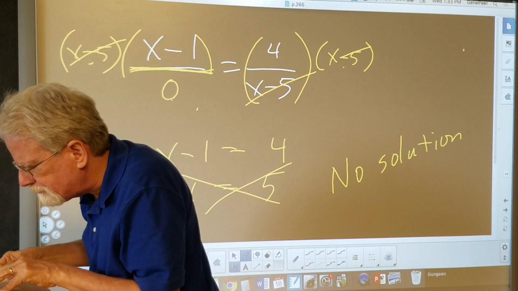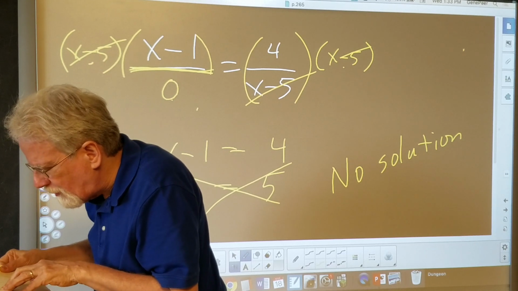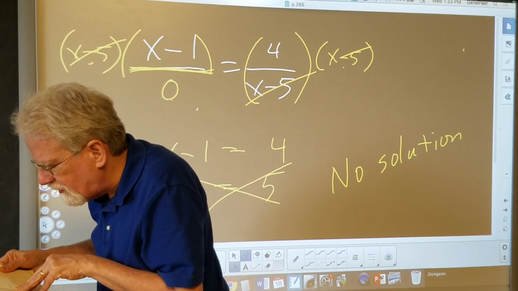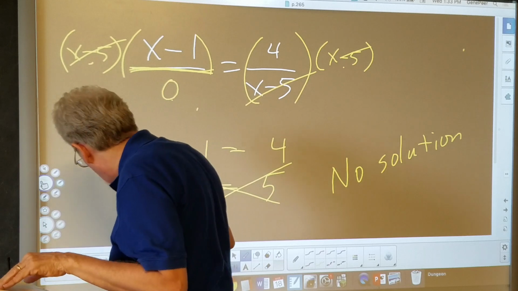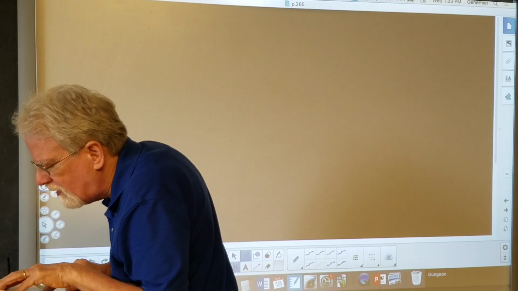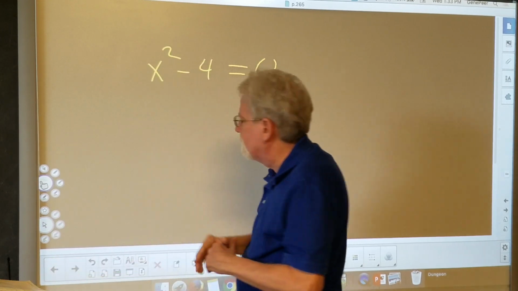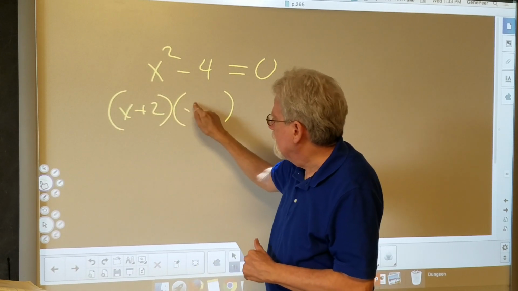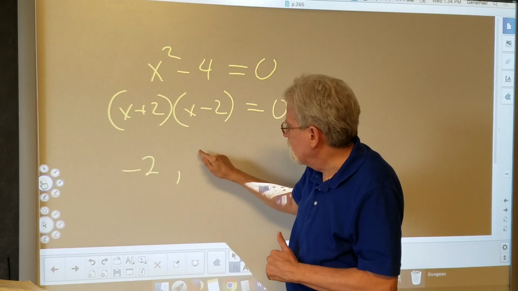Example 3, I am going to let you look at example 3 for yourselves. Let's see, there's a trick to number 3. You end up getting a quadratic equation. Once you multiply by the LCD on both sides, you're going to end up with x squared minus 4 equals 0. We know how to handle that. X plus 2, x minus 2. So your solutions would be negative 2 and positive 2.